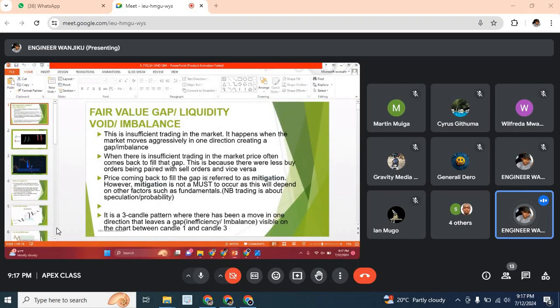However, mitigation is not a must to occur because of various other factors such as fundamentals. And I'll give an example. Let's say today we have fundamental news on BTC. We can have an example like maybe the BTC halving.